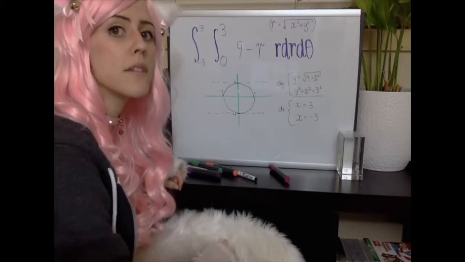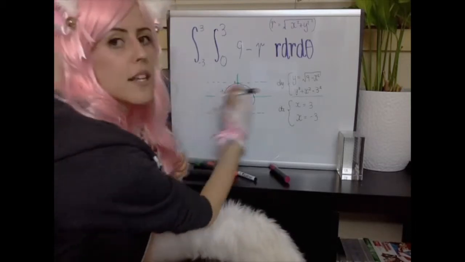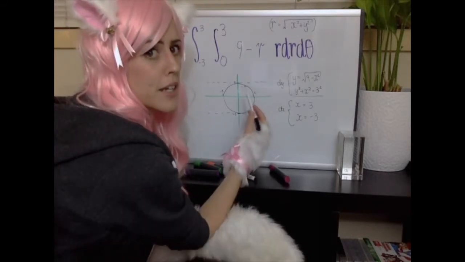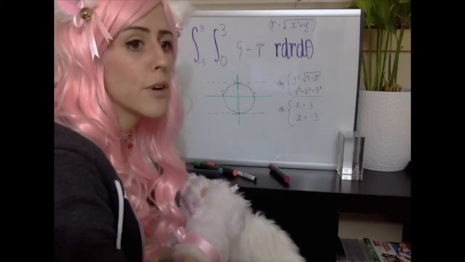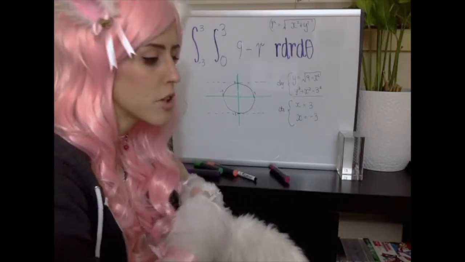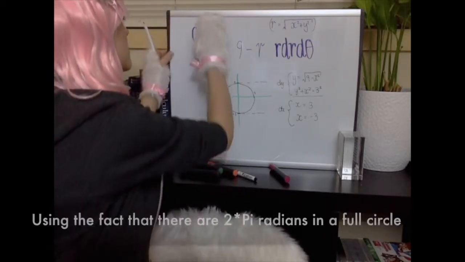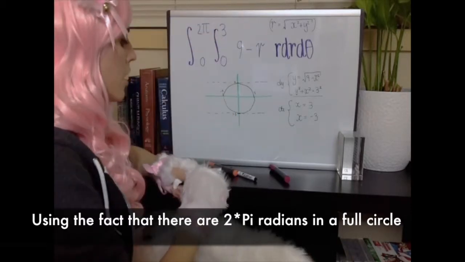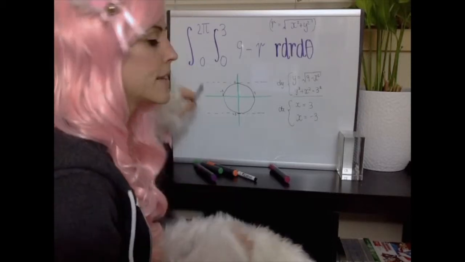And now we have to think about theta. Well, we know that 0 theta begins here, and this way is positive and this way is negative. We don't really have to worry about theta at all because it's just a full circle. So let's go ahead and change that. Okay, now we can integrate.